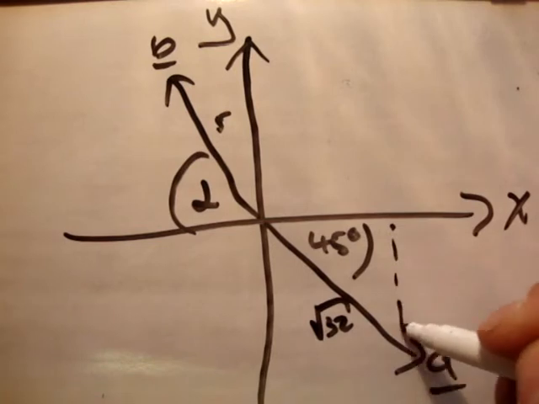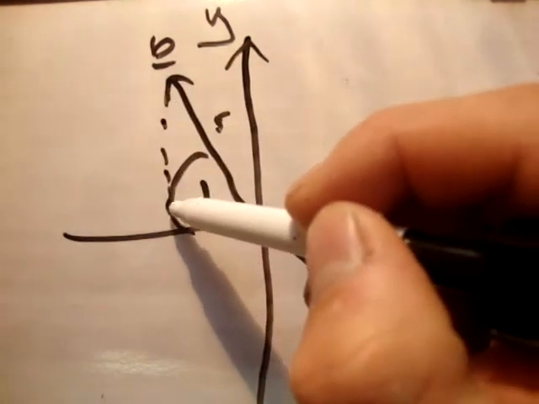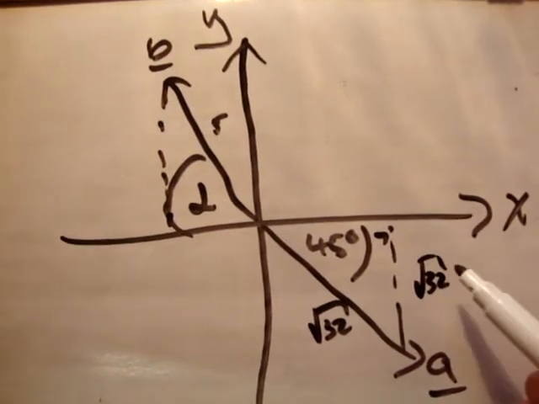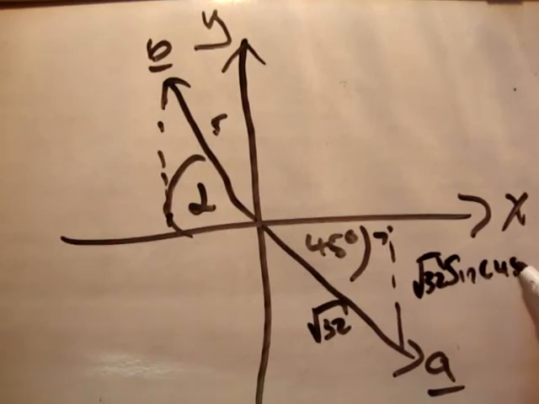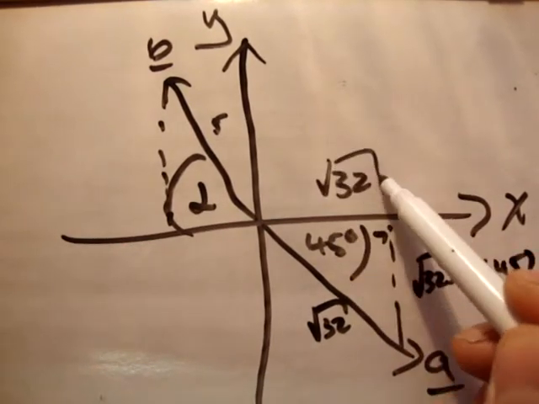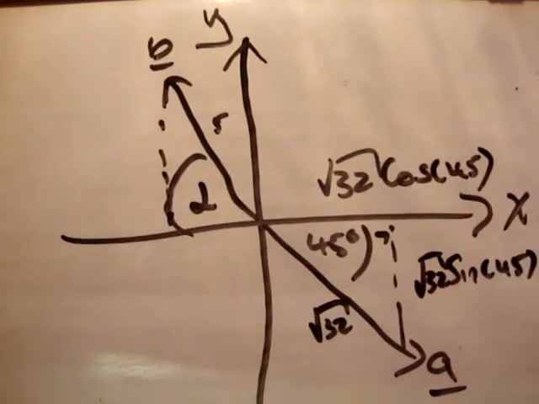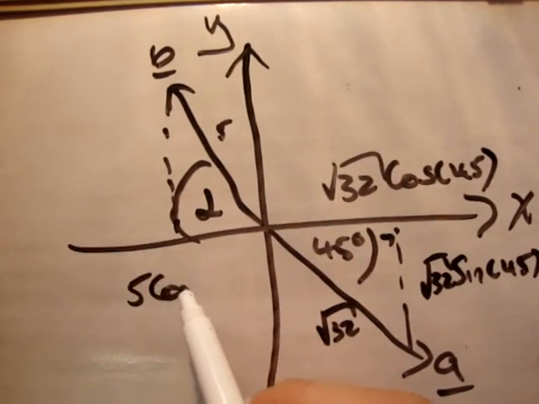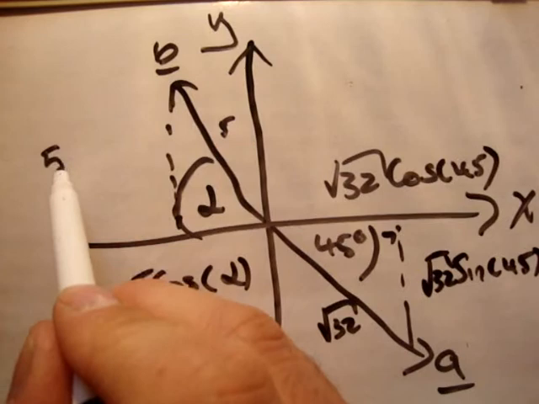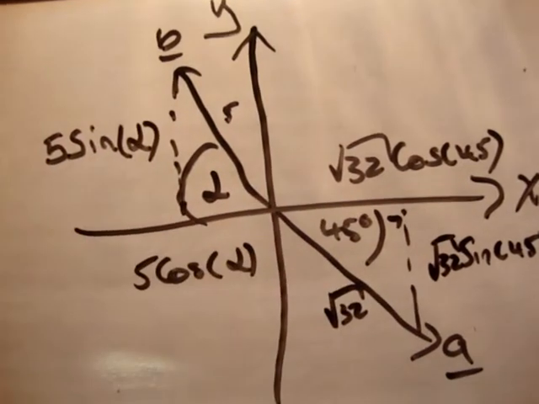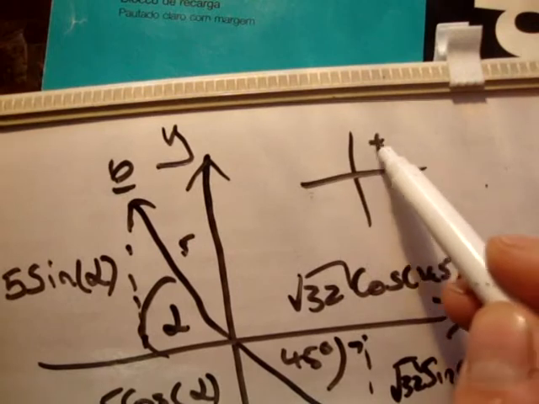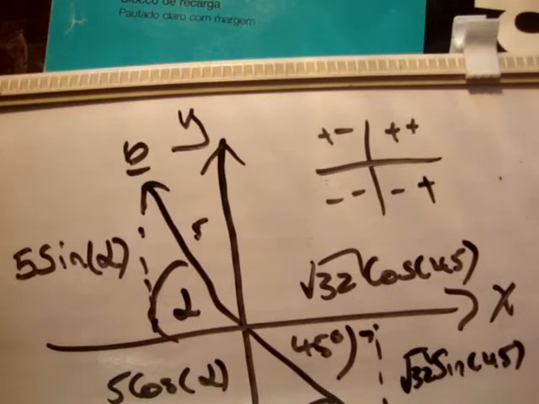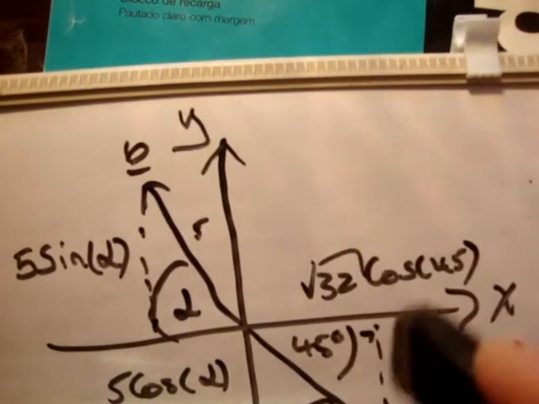So we're going to get our component vectors here. This would be root 32 times the sine of 45. This would be root 32 times the cosine of 45, like that. This one here would be 5 times the cos of alpha. This is 5 times the sine of alpha. Once again, always bear in mind the signs, plus, plus, minus, minus, minus, plus. They're important. I haven't written those in, but you just have to bear that in mind when you're doing it yourself.